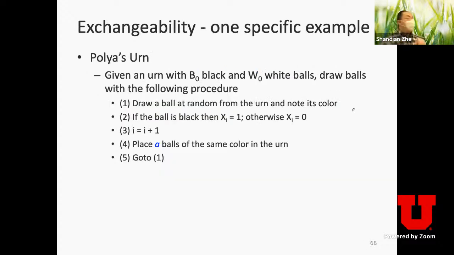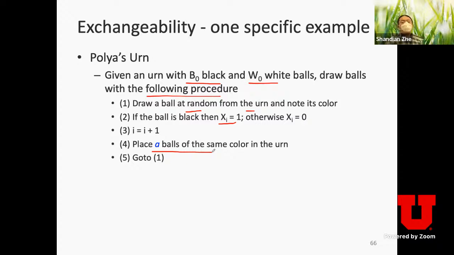Here we give one more concrete example. This is a very well-known example called the Polya urn. Suppose you are given an urn with B0 black and W0 white balls. You use the following procedure to draw the balls. Every time you draw a ball at random from the urn and note its color. If the ball is black, then your outcome is 1. Otherwise, your outcome is 0. In either case, you place extra balls of the same color in the urn. Then you just repeat this procedure.